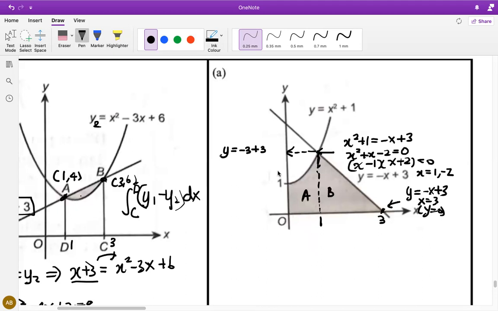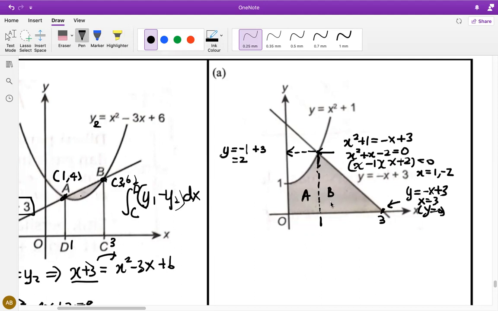Get to 3 plus 3. Let me see. Let me check. Sorry, it's not negative 3. So this is 1. Okay. So this is negative 1. So this is 2. So the height is 2, right?